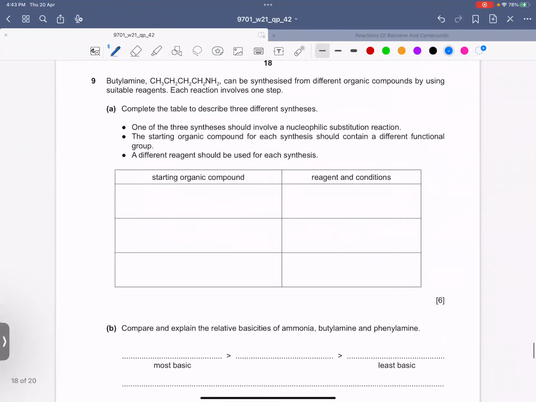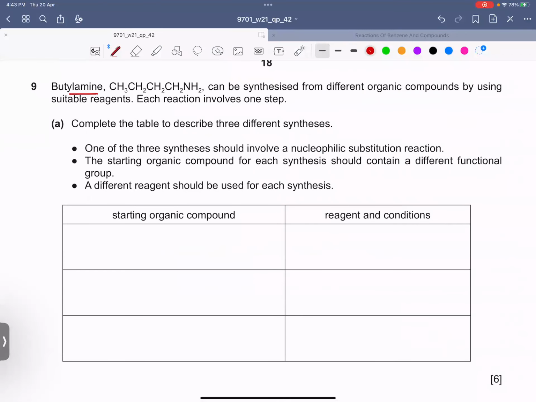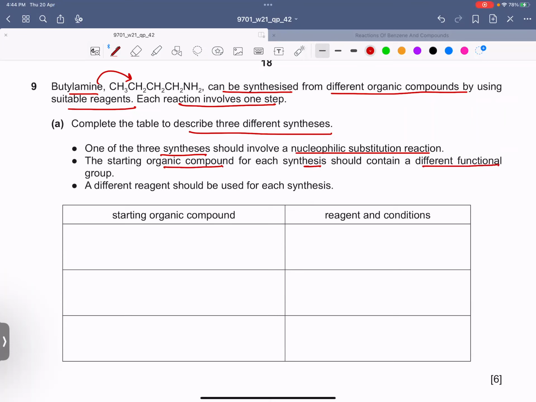Okay. Now question number 9. Butylamine can be synthesized from different organic compounds by using suitable reagents. Each reaction involves one step. Complete the table to describe the 3 different syntheses. One of the 3 syntheses should involve a nucleophilic substitution reaction. The starting organic compound for each synthesis should contain a different functional group. A different reagent should be used for each synthesis. Okay.